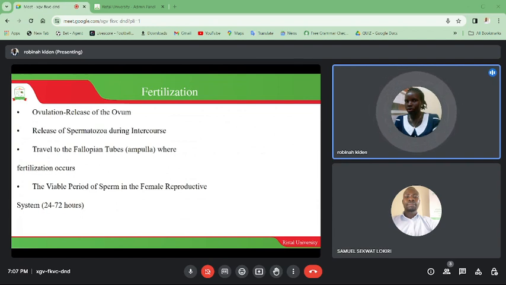The viable period of the sperm in the female reproductive system is about 24 to 72 hours. So in case the sperms are released into the female reproductive system and they do not meet the egg or the ovum immediately, they can stay alive for up to 2 to 3 days. That is from 24 hours to 72 hours when they are still alive. But after the 72 hours, they will not be viable.